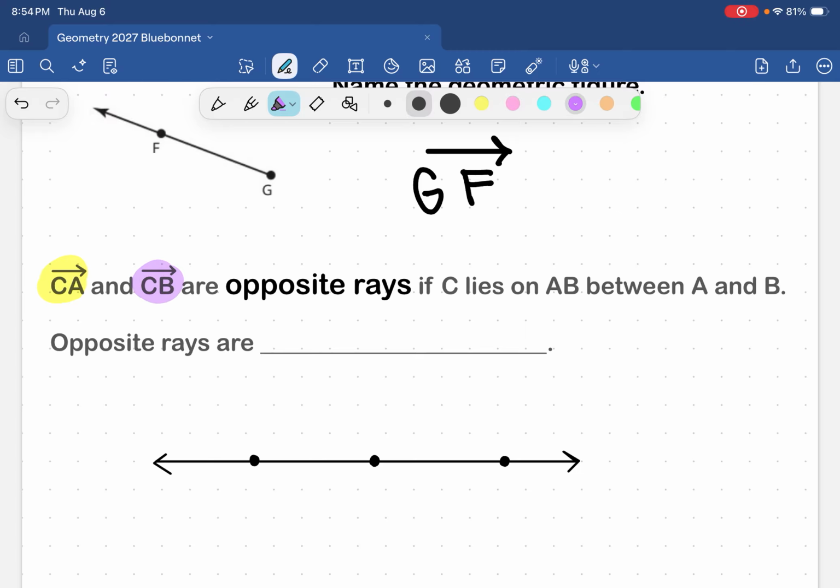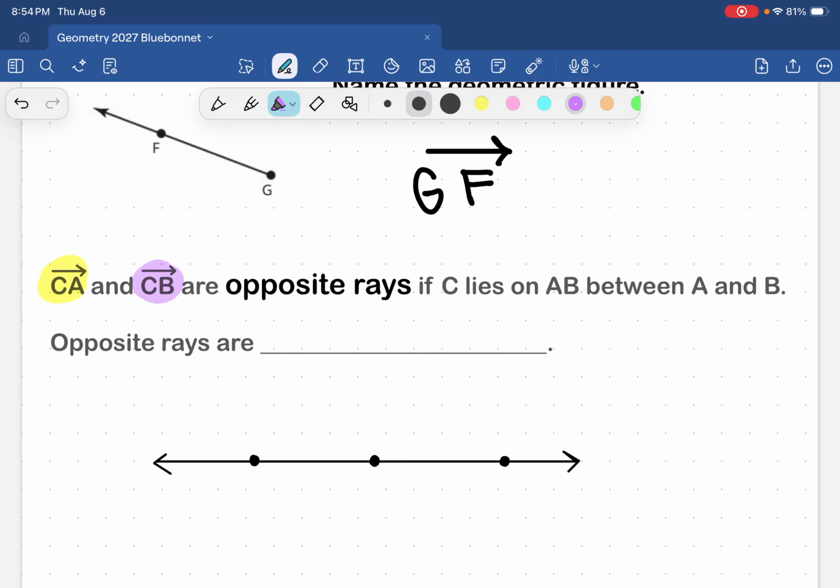There we go. On line AB, between A and B, opposite rays are always going to be collinear. Take a look at my diagram down below. The 3 points that I'm going to make, ray CA and ray CB, are already all drawn on the same line. Because C has to lie on line AB between A and B, that means this center point has to be the letter C. It has to be point C.